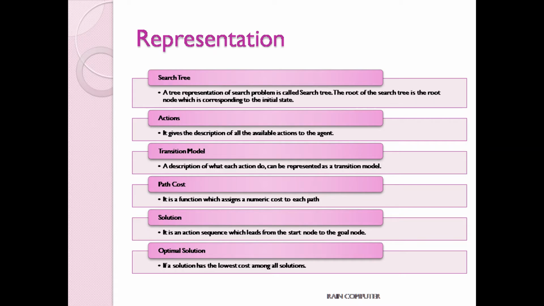For example, in the traveling salesman problem, from the initial starting place to the end place, we can go by different directions or different paths. The cost involved for each path needs to be calculated so that we can get the optimal solution. A solution is an action sequence which leads from the start node to the goal node. It can be anything, but it should reach from start to the end. That is a solution. But the optimal solution is the one with the lowest cost among all the solutions. We call that the optimal solution.